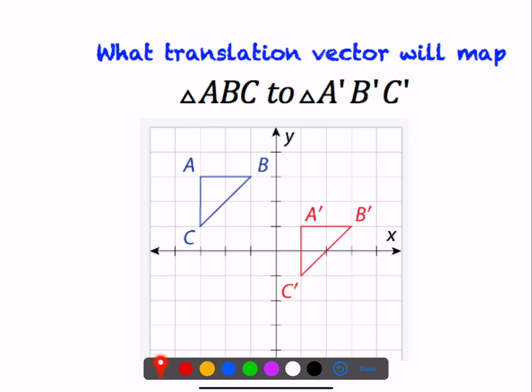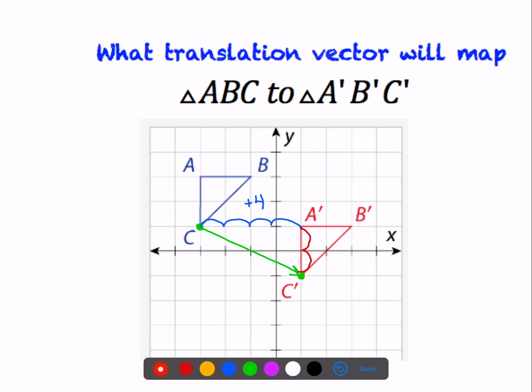All right. Which translation vector will map triangle ABC to triangle A prime, B prime, C prime? Again, to do this, take from your pre-image a point and correspond that to the corresponding point in your image. So C and C prime as an example. I could have done A and A prime or B and B prime. From there, I'm going to draw my vector from my initial point, C, to my terminal point, C prime. Now I'm just going to count. Well, to get from C to C prime, I need to go right 1, 2, 3, 4. So that's a +4. And I need to go down.